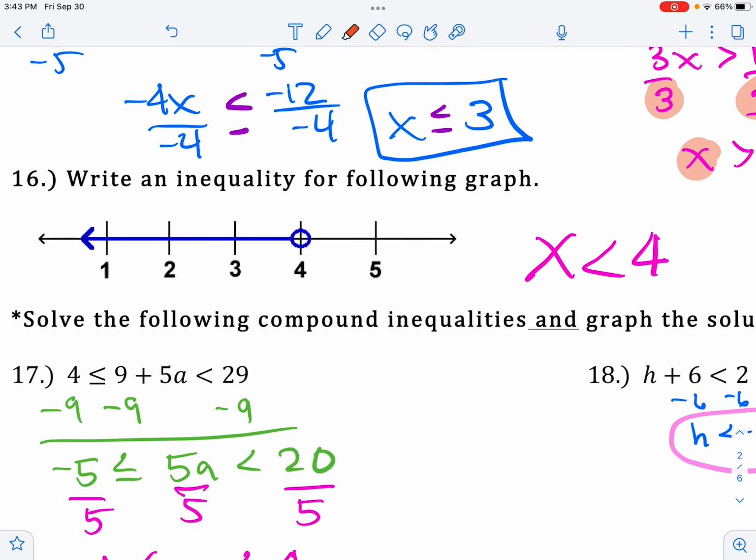On 16, we need to write what the inequality is. The circle represents x, and it's less than that, right? It's going down from 4, right? x is less than 4.